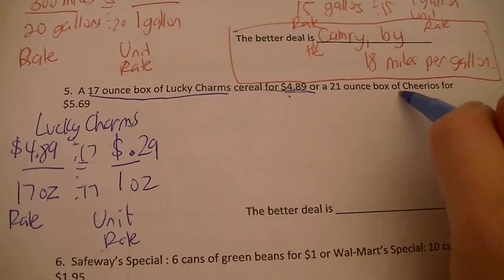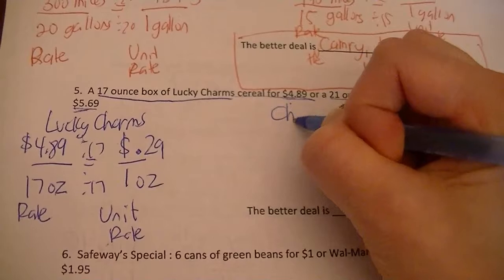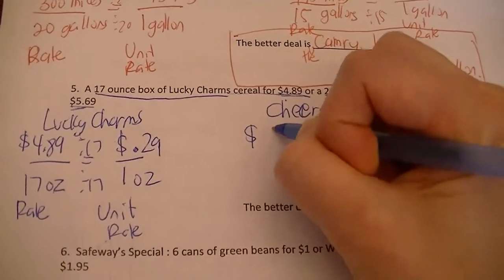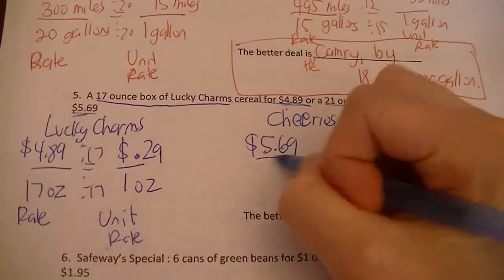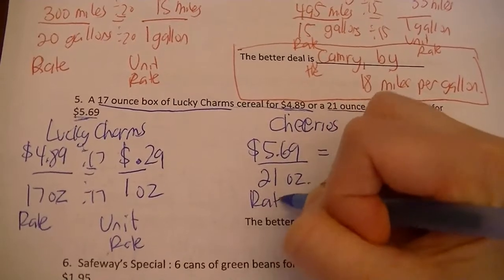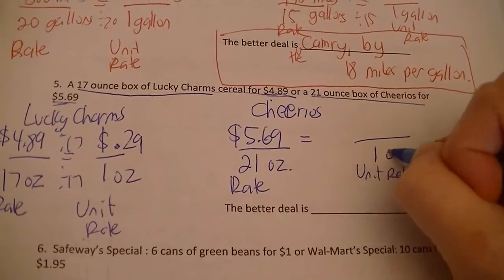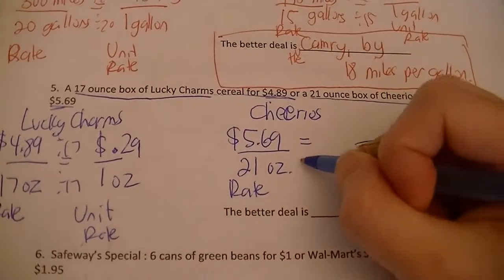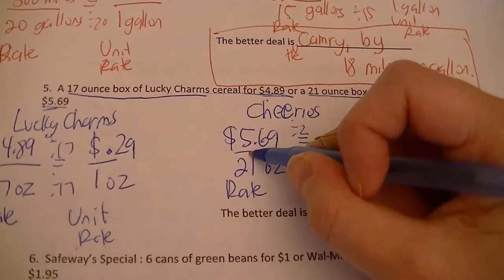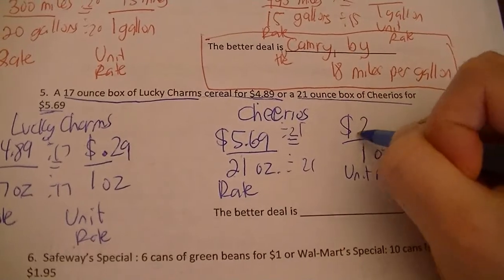And then over here, you're comparing it with the 21-ounce Cheerios for $5.69. Let's label everything. $5.69 for 21 ounces, and let's set this up to find its unit rate. In unit rates, the denominator is 1. So 21 divided by what number is 1? To figure out its equivalent fraction, let's divide by 21, and do that to the numerator. $5.69 divided by 21 is 27 cents.